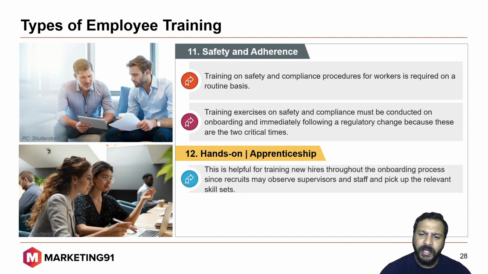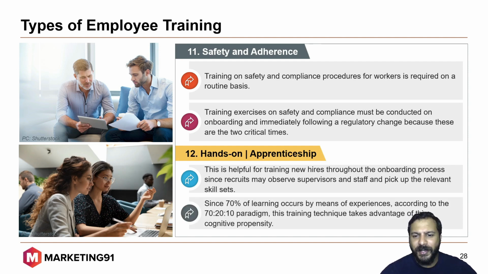This is helpful for training new hires throughout the onboarding process since recruits may observe supervisors and staff and may pick up the relevant skill set. Since 70% of learning occurs by means of experiences according to the 70-20-10 paradigm, this training technique takes advantage of this cognitive propensity. Well, these were the 12.